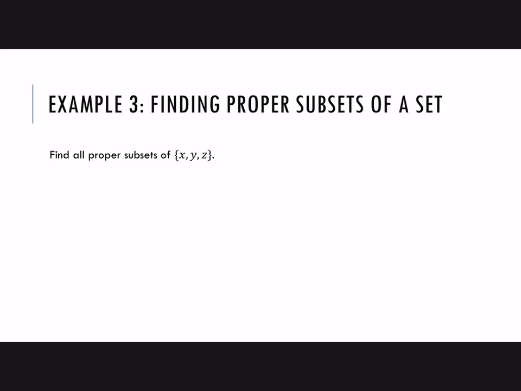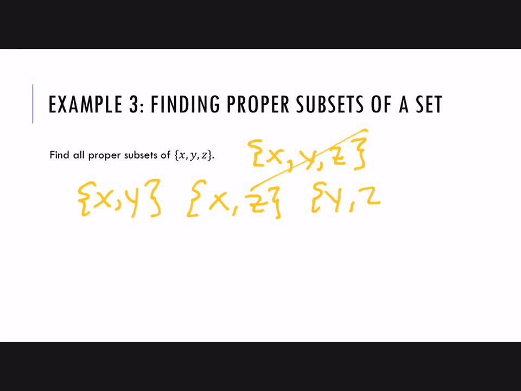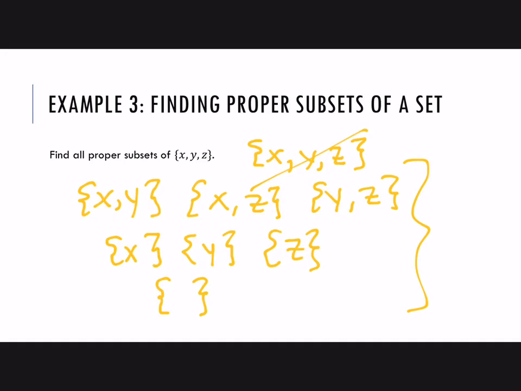Okay, so let's find the proper subsets of the set containing X, Y, and Z. Basically we just want to look at the subsets, but not count the one that actually equals the set. So not that one, but all of the other ones. We can have all the ones that have 2 elements, xy, xz and yz, all the subsets that have 1 element, and then the subset with 0 elements, the empty set. So there are 7 proper subsets.